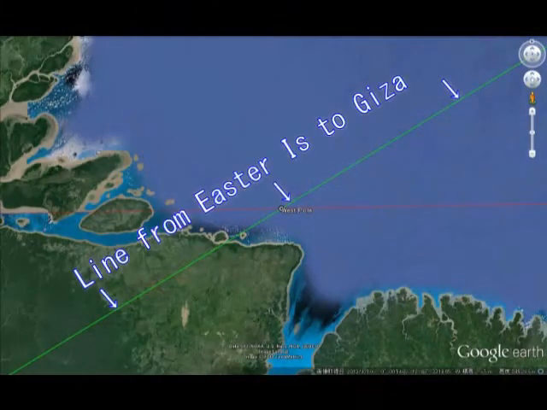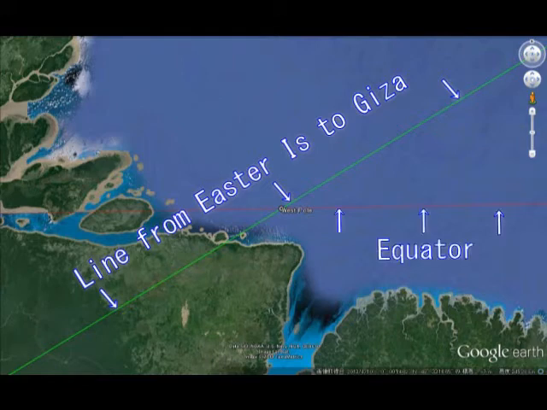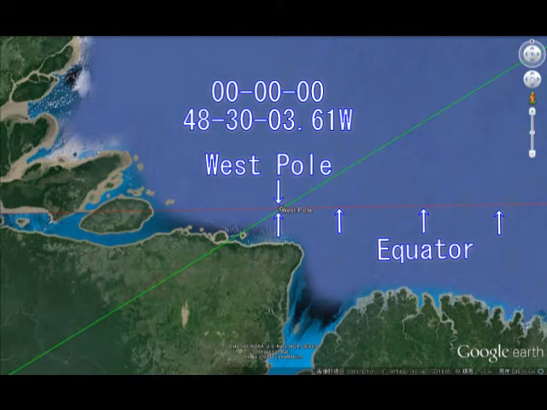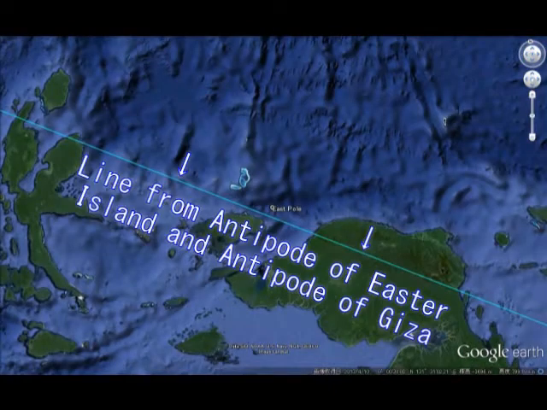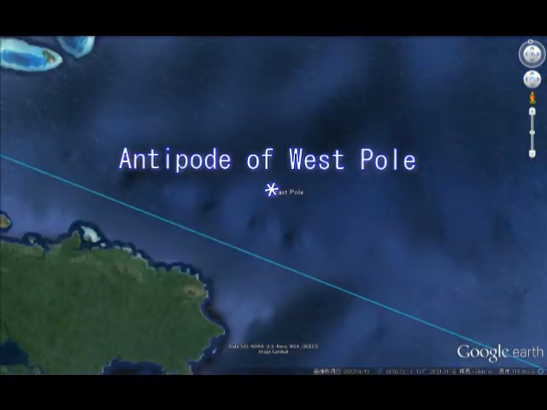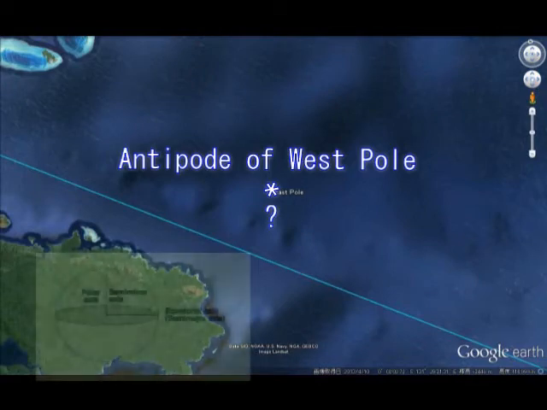And this is a line from Easter Island to Giza, and this is the equator, and you can find a cross point here. This is West Pole, sort of a major datum point in the west, and this is a green line in the east, the line between the antipode of Easter and the antipode of Giza. And this is sort of the antipode of West Pole.